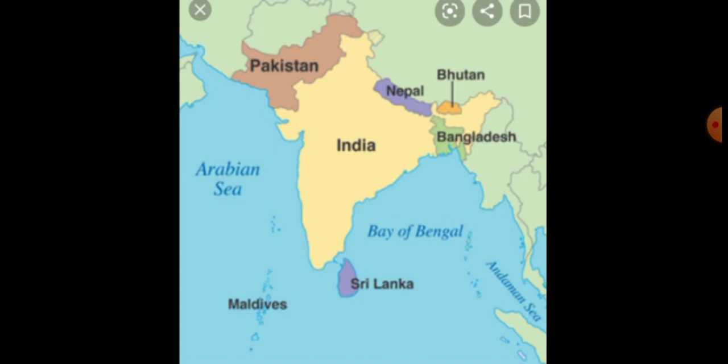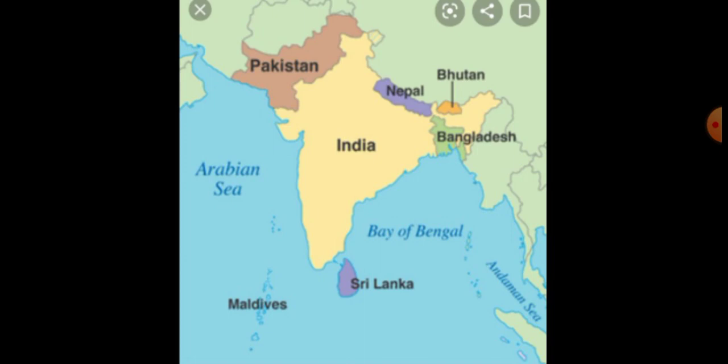Then many religions are there in India. The important religions are Hinduism, Christianity, Buddhism, Jainism, Sikhism, etc. Then which is our national animal? Tiger. Peacock is our national bird. Then which is our national fruit? Mango. Which is our national anthem? Jana Gana Mana is our national anthem. Then which is our national song? Vande Mataram.